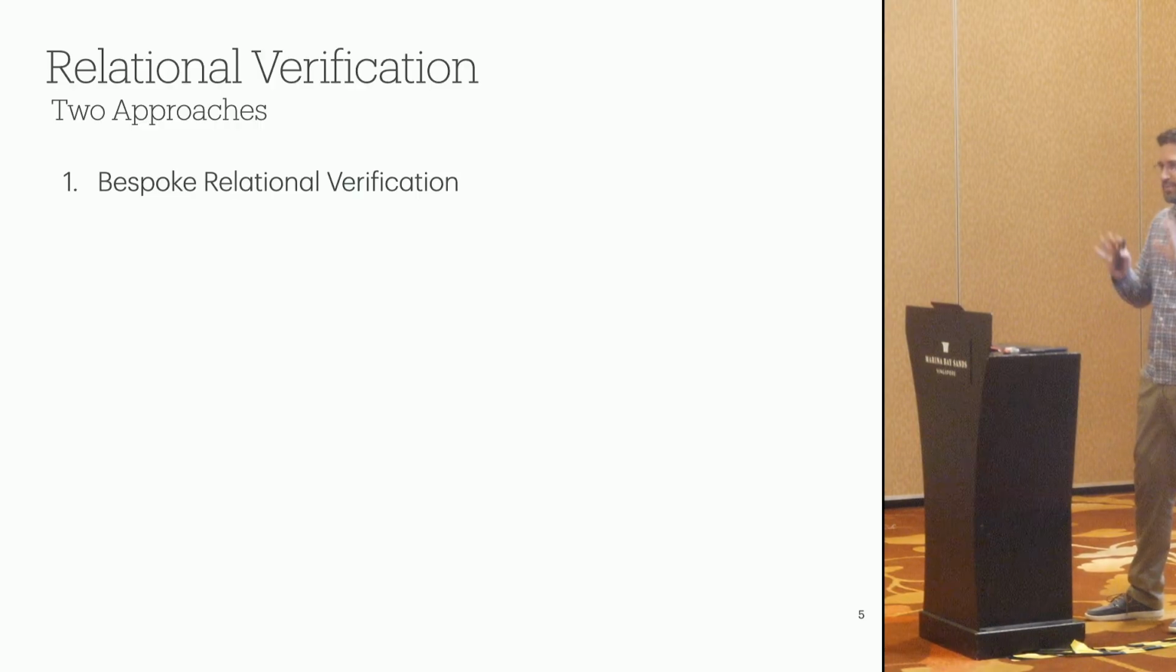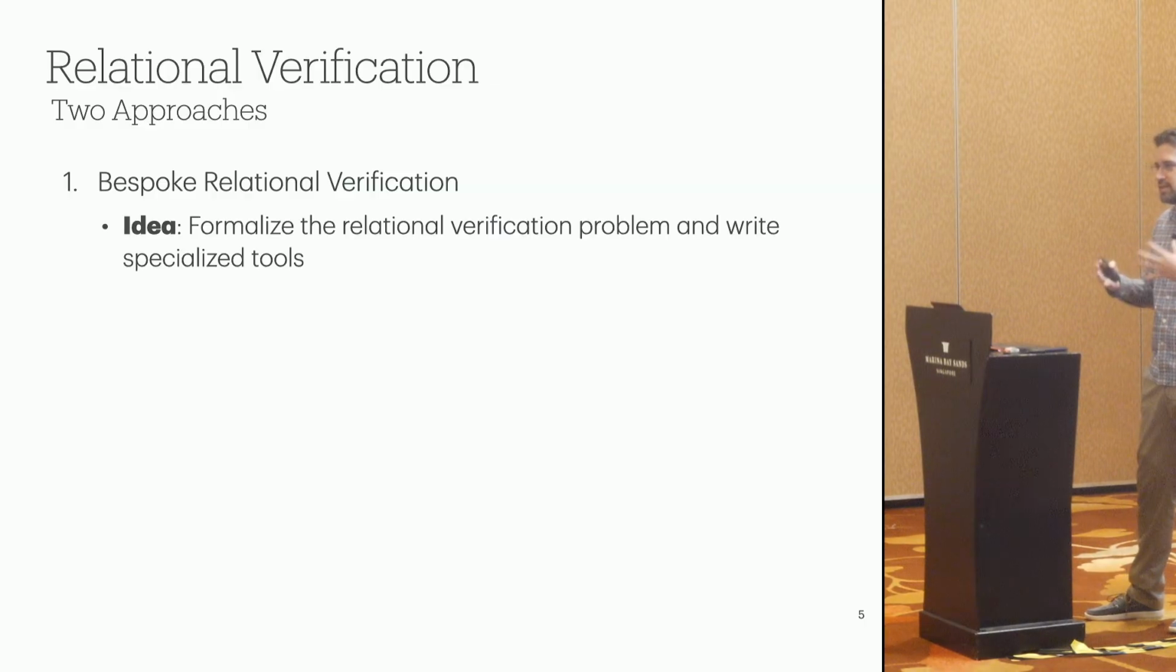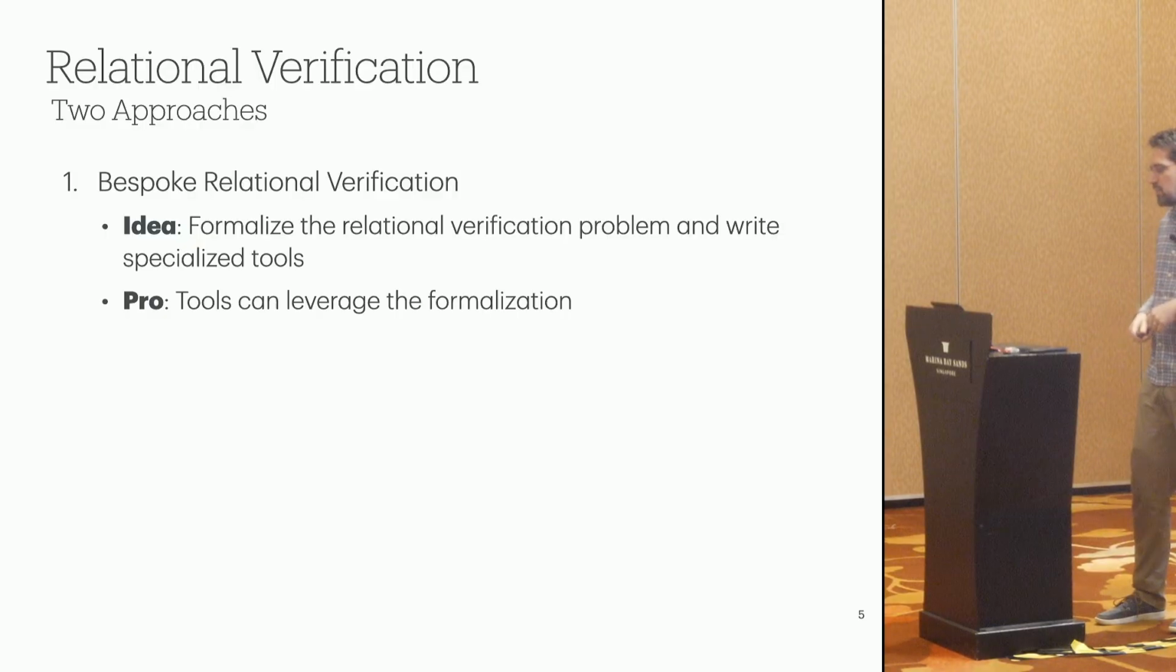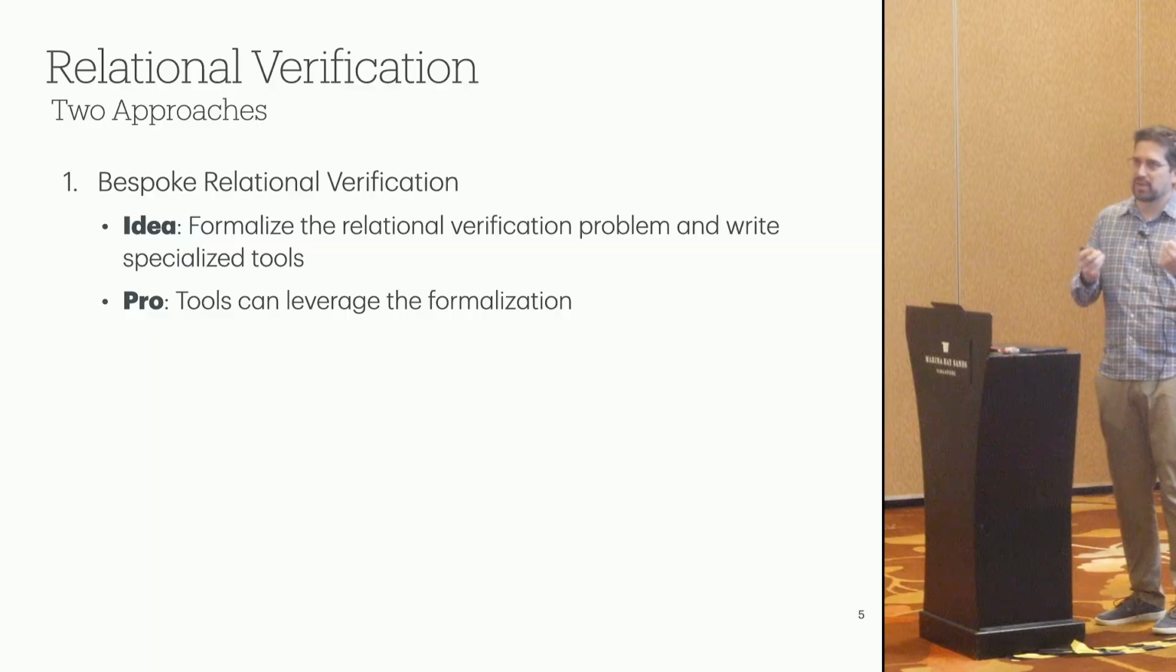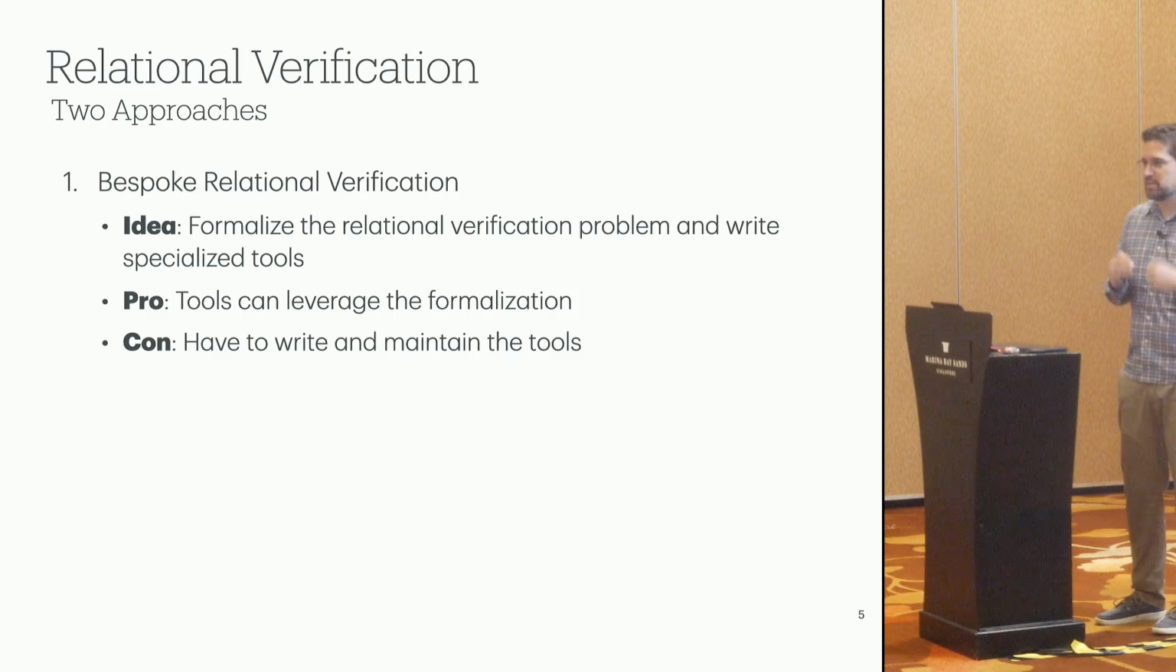So even if there aren't these industrial strength tools, there are many approaches out there to doing relational verification. I'm going to bucket them into two categories. The first one I'm going to call bespoke relational verification, where the idea is that you come up with some formalization, maybe it's a Hoare logic or maybe some language theoretic approach to representing the relational verification problem, and then you write tools that leverage that formalization, and those tools can rely on some powerful abstractions or mechanisms you came up with, which is great, but the problem is you have to write and maintain the tools, which in practice, many of us don't have the resources to put into, for example, Dafny or one of these larger tools.